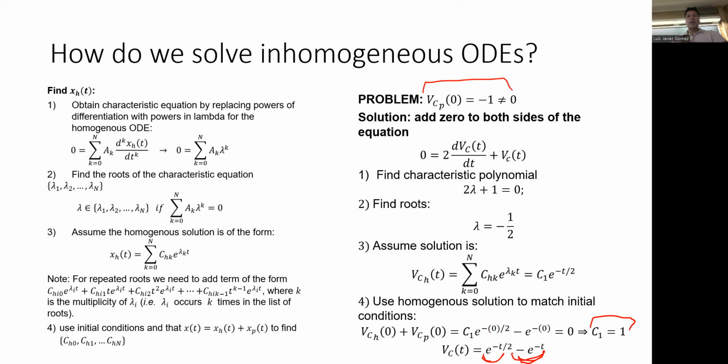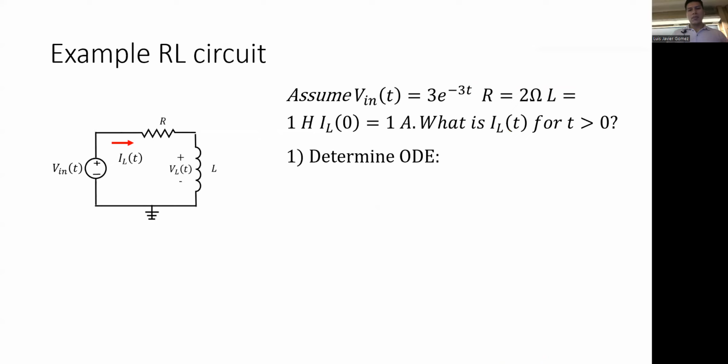So one thing is, for a lot of questions, you will be given these initial conditions. If you are not given them, you can assume that the circuit has been on for a very long time. But we'll talk about that in a second. Before we do that, now we're going to actually solve an example circuit from beginning to end now that we have developed this ODE method for analyzing circuits.